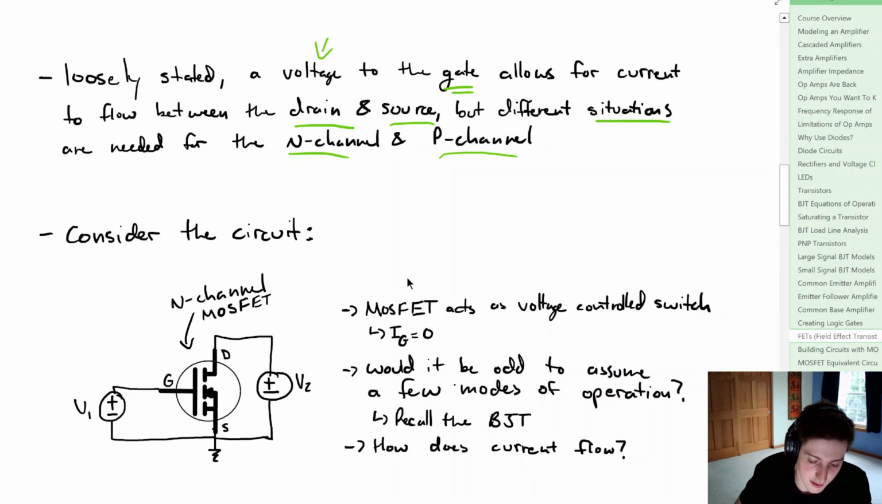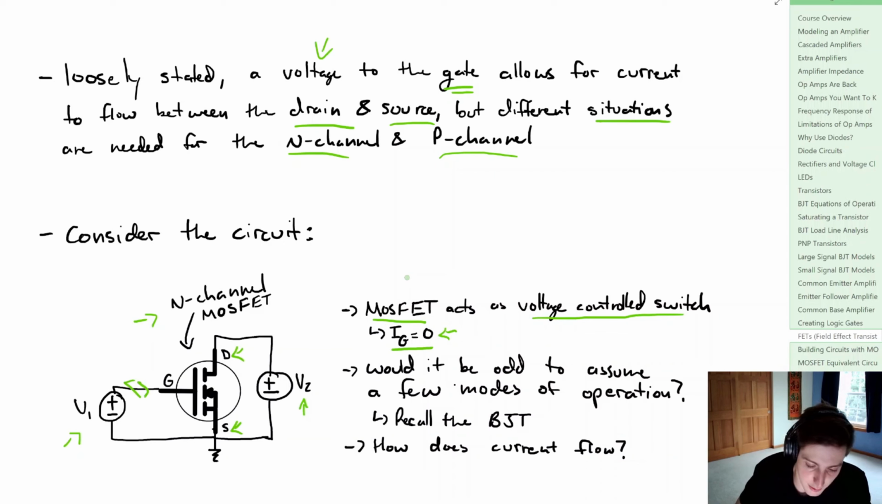So we can consider a circuit as we have here, where we simply have an N-channel MOSFET. We have a voltage to the gate with respect to ground, which is also where the source is. And then we have another voltage V2, which is tied to the drain. Because we say that our MOSFET acts like a voltage-controlled switch, we're going to say that the gate current, so any current going in or out of the gate, is equal to 0.